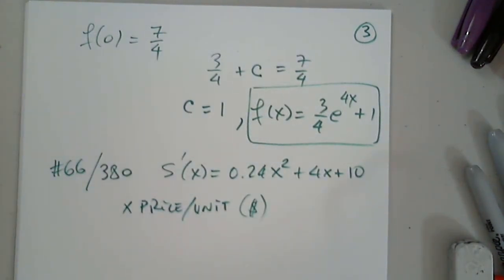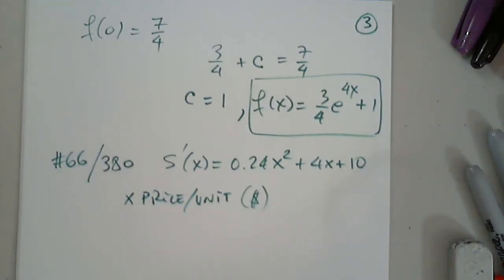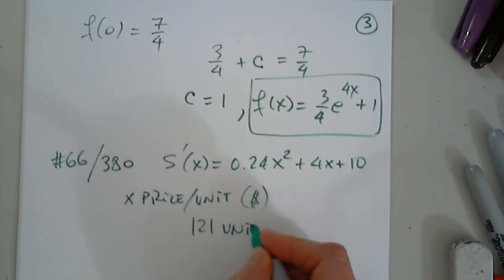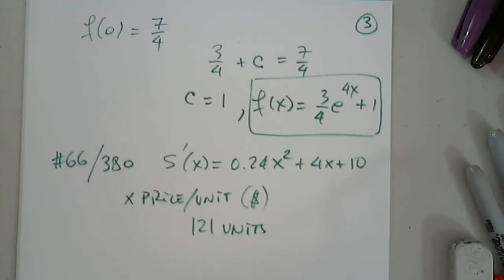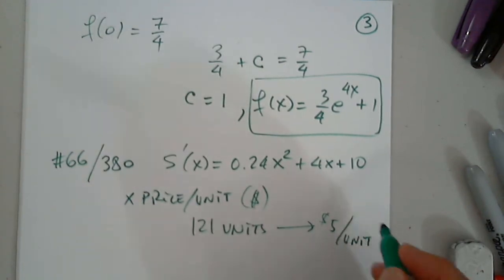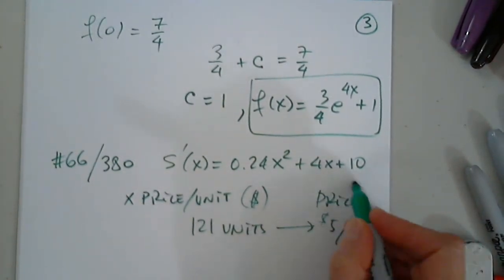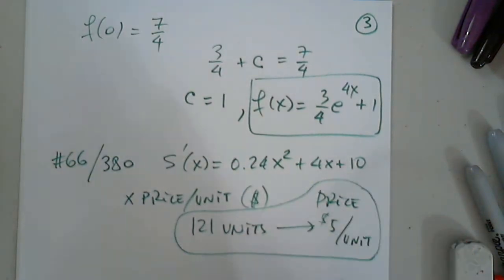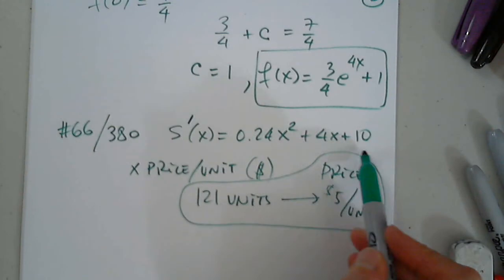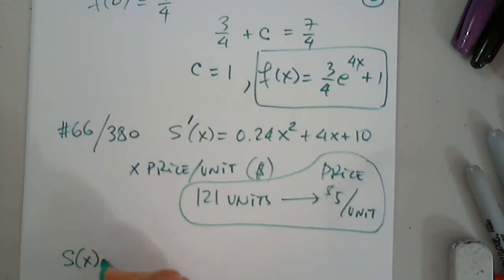And then find the supply function if it is known that the seller will sell 121 units of the product when the price is $5 per unit. So this is very important information. So we are given the derivative of a function. We're asked to find the function itself. How do we do that?